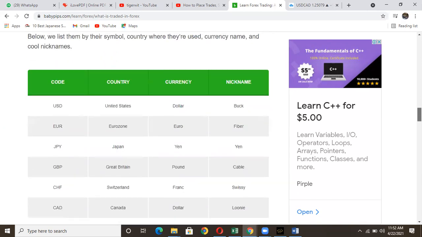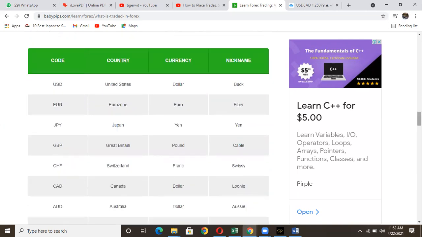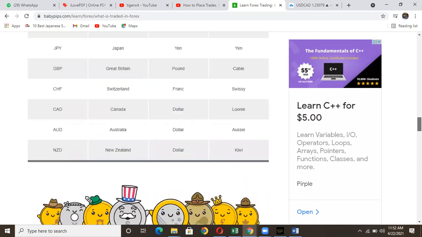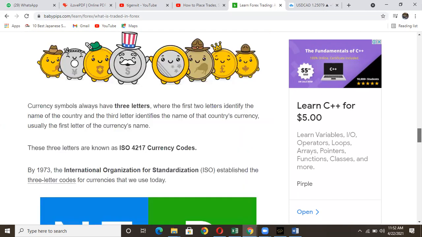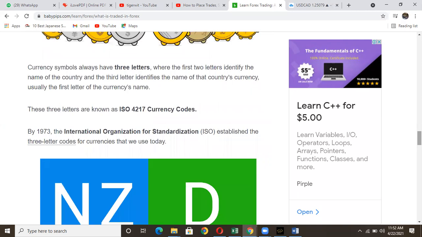This is the USD, the United States. The currency is the dollar. You can see the nicknames, euro, and the rest. So some of this you will be reading ahead, as I'll be giving you more assignments.